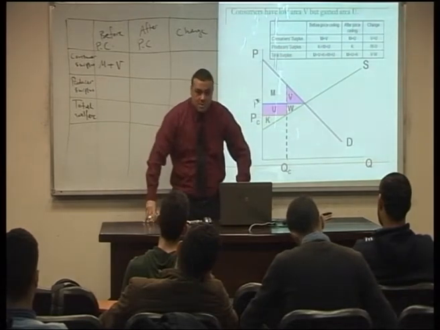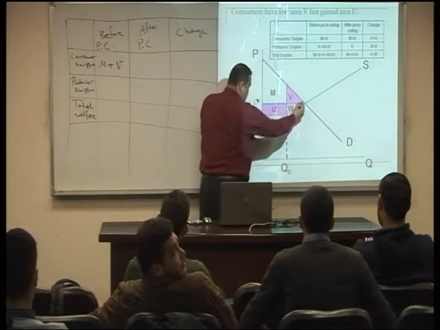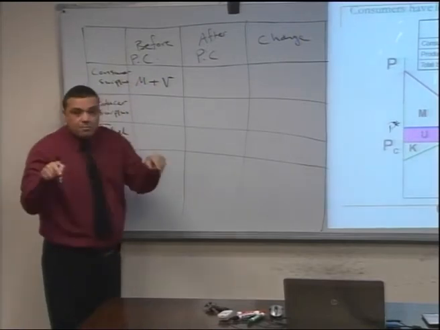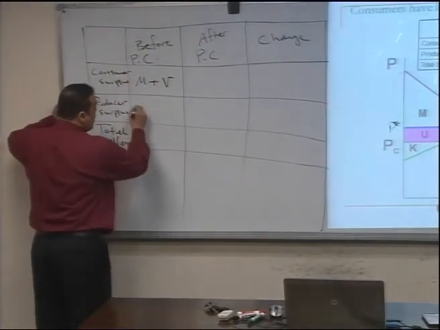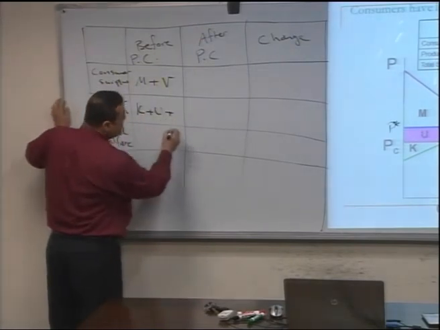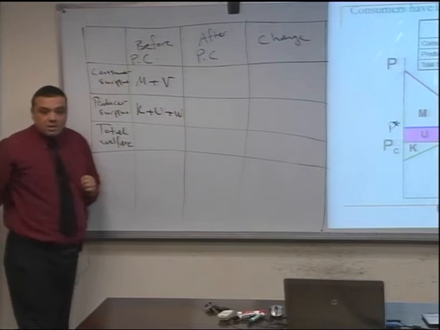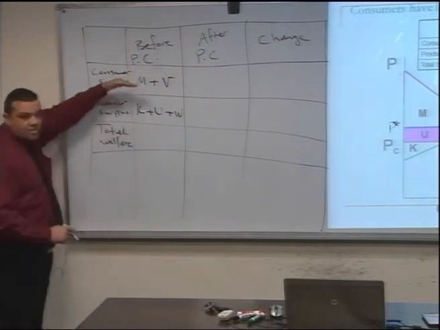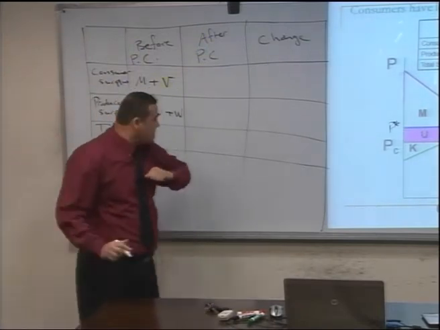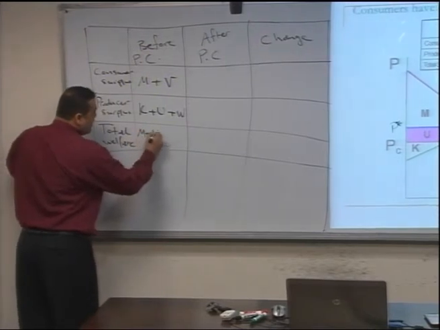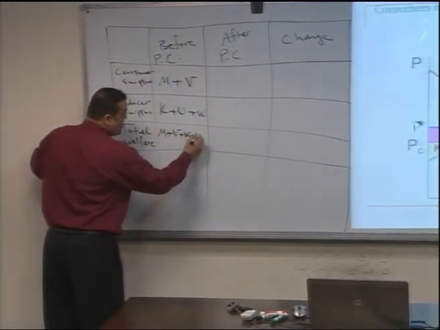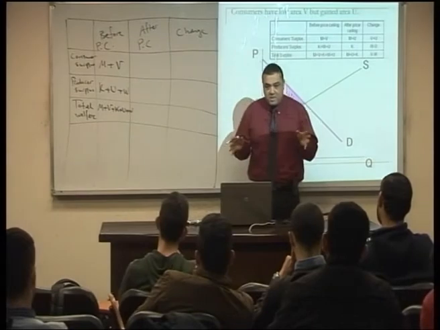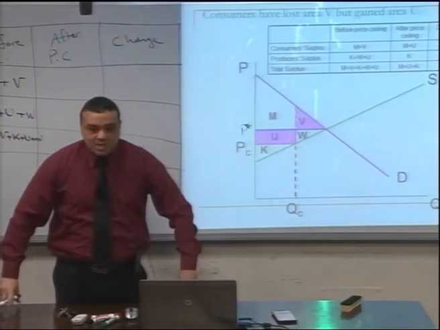What is the producer surplus? K, U, and W. So the producer surplus before imposing a price ceiling was K plus U plus W. Okay? The total or the social welfare is the summation of consumer surplus and producer surplus. So M plus V plus K plus U plus W. This is the social welfare for the community as a whole before setting a price ceiling.